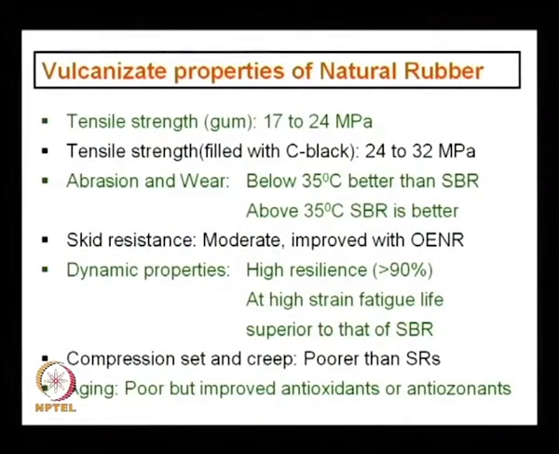Dynamic properties: think again of a rubber tire, which is under dynamic stress. While the wheel is rotating, the contact between the road and the wheel is always under dynamic stress.